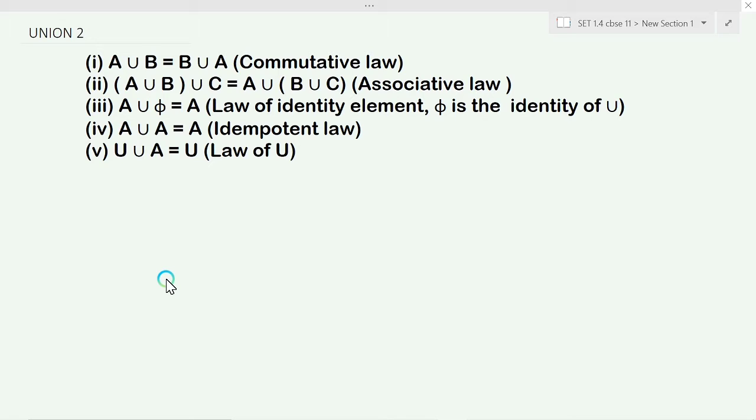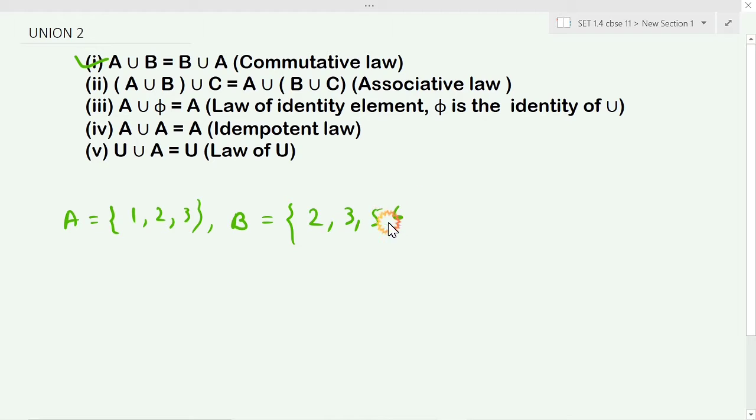The first property is A union B equals B union A. For this we take an example. Let A equal 1, 2, 3, B equal 2, 3, 5, 6, and C equal 3, 6, 9. So we just take three sets A, B and C.